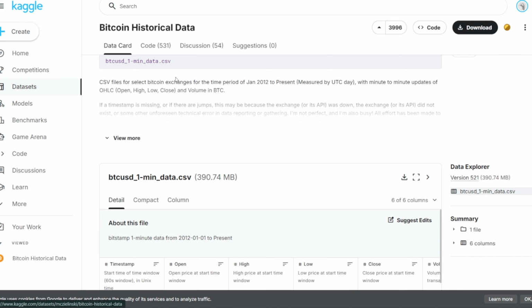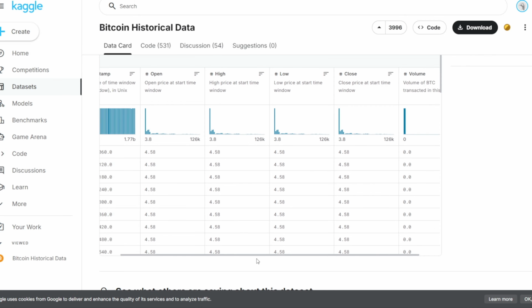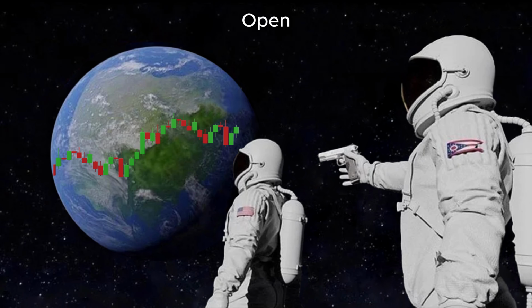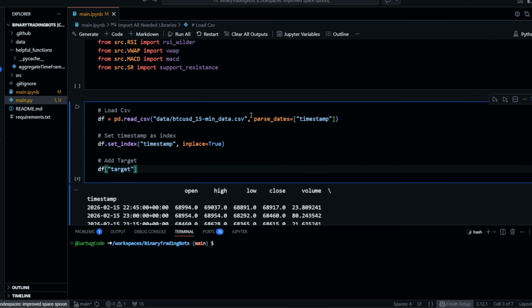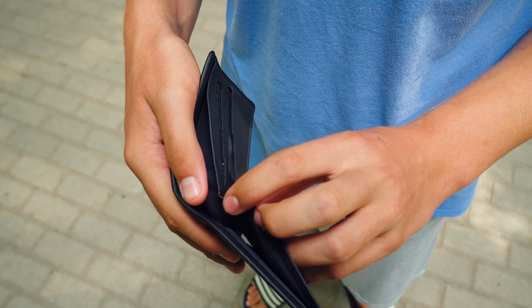For data, I grabbed the ZLAC Bitcoin historical dataset off of Kaggle. Standard OHLCV stuff. Open, high, low, close, volume, the classics. I put it into pandas, cleaned the missing values, converted timestamps, and aggregated across multiple time frames. Then I built a target variable and got ready to become rich. Spoilers, I did not become rich.